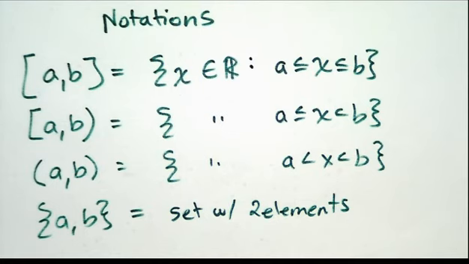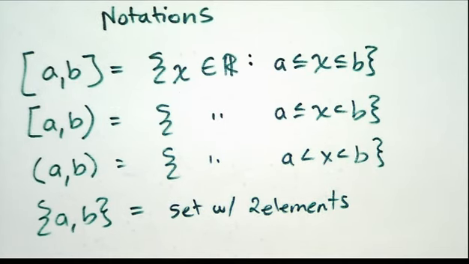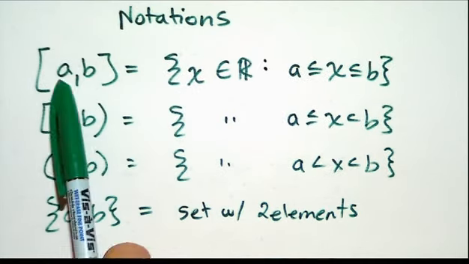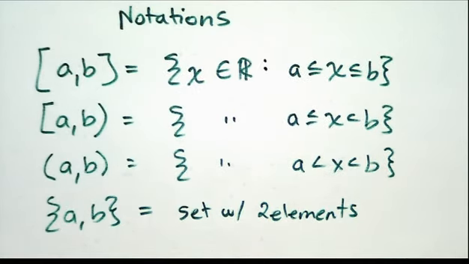You probably know how to draw these in another class. Since we don't care about them, we're not going to draw them. But this one we care about. This is the set with two elements. Curly braces is what turns something into a set. All of these are sets, but this is shorthand notation for a big set. It just tells you what the endpoints are.